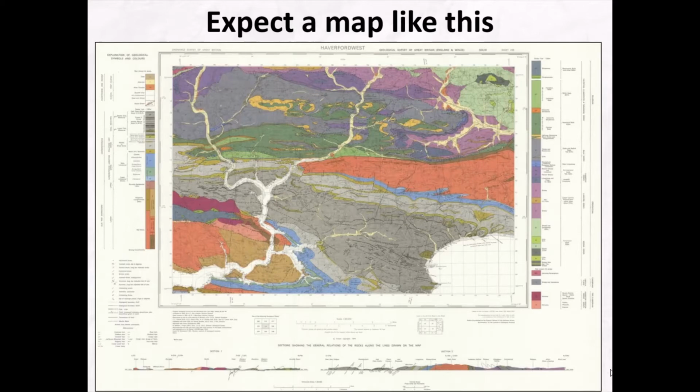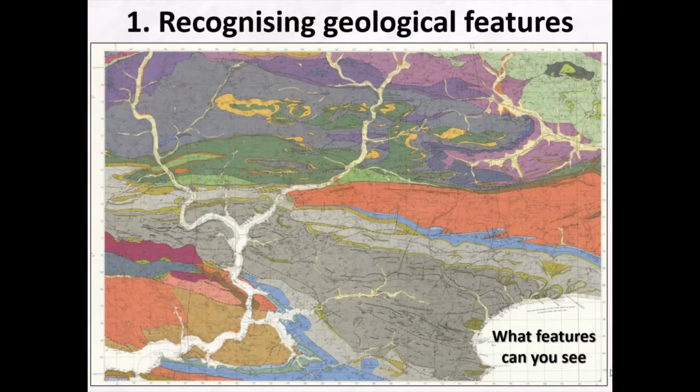Okay, so we've gotten to the point now where we have seen all of the different geological features, like folds and faults and dipping rocks and unconformities and things like that. And what we've got is a map like Haverfordwest, which contains all of these features. So why don't we go through and recognize what geological features we might be able to see. If we just take a minute to soak up that map, what sort of things can we see?